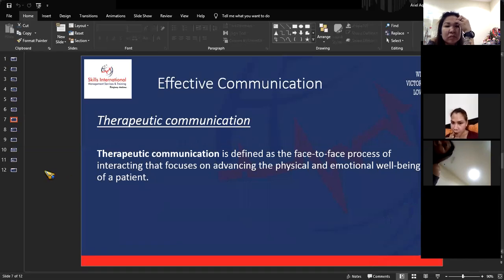So, yung kaninang mga diniscuss natin, that's the basic of communication. Ito yung gagamitin natin being a caregiver. Therapeutic communication. What is a therapeutic communication? It is defined as the face-to-face process of interacting that focuses on advancing the physical and emotional well-being of the patient. So, ito yung gagamitin natin sa work natin.